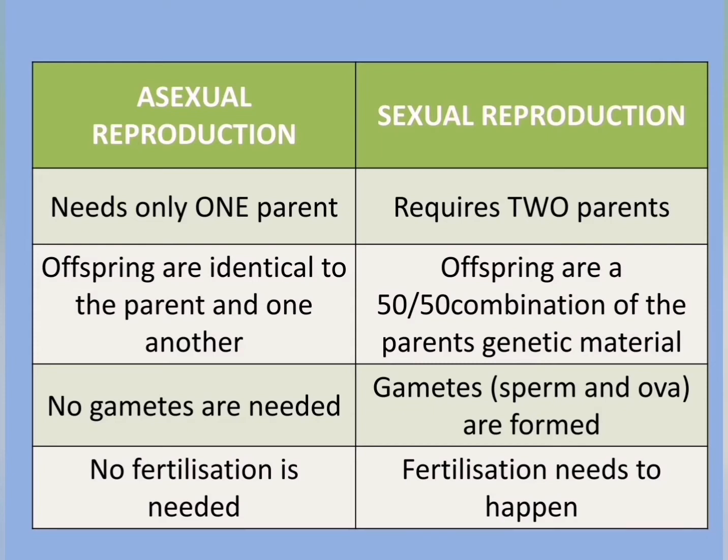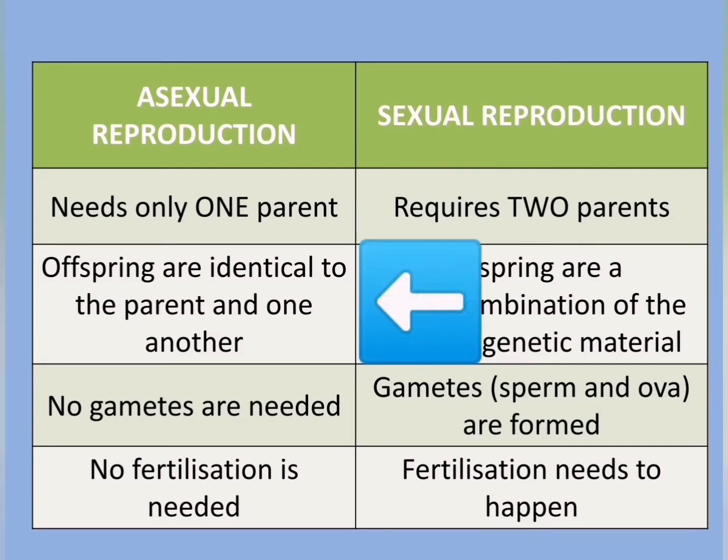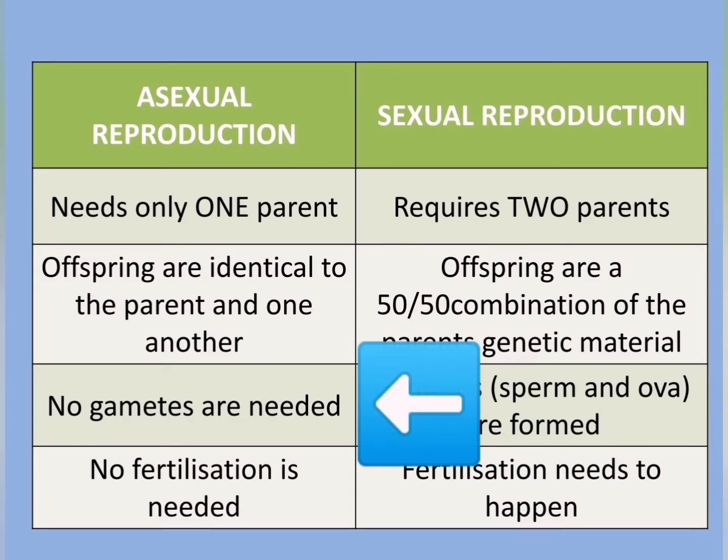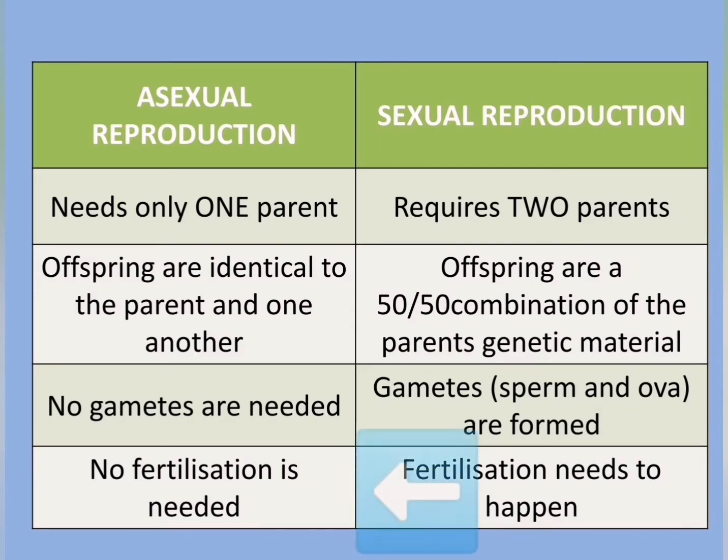So as we just learned quickly, asexual reproduction needs only one parent. That means that the offspring are identical to the parent and to one another, and you don't need gametes. Now, gametes are what are usually called sperm and ovum. The sperm will have to fertilize the ovum in order to have offspring. So for asexual reproduction, no fertilization will occur.